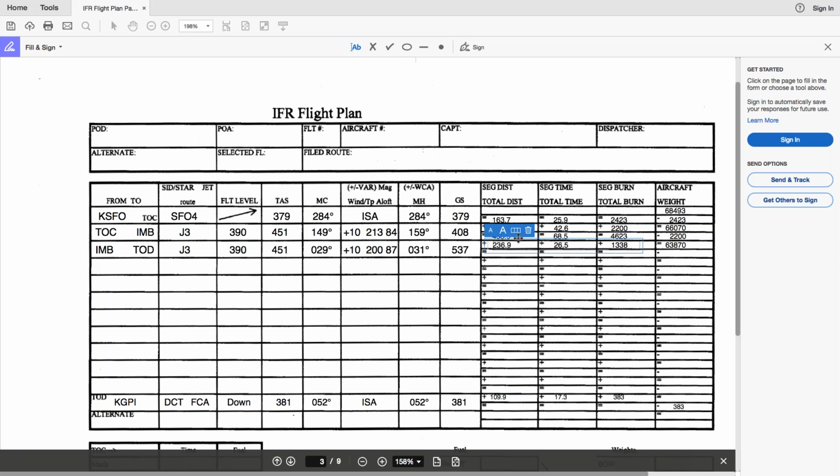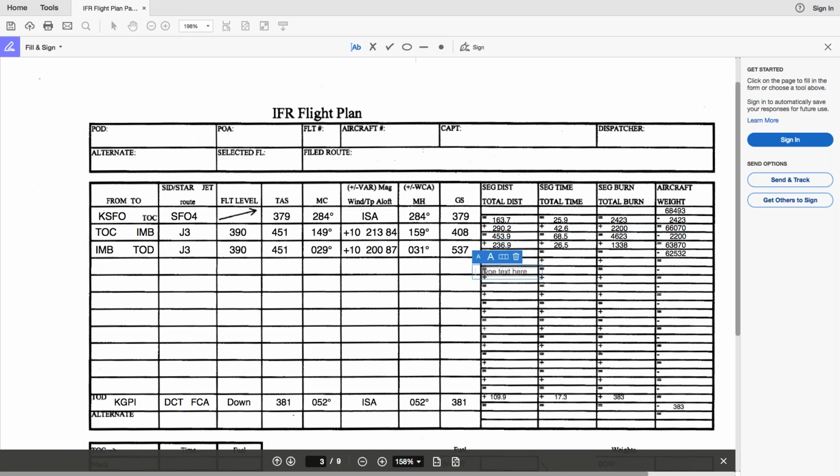You guys, it doesn't matter, right? A pound difference isn't going to matter. 1338, yeah. Okay, subtract that from our total here. So 63,870 minus 1338 is 62,532. Throw that in there.